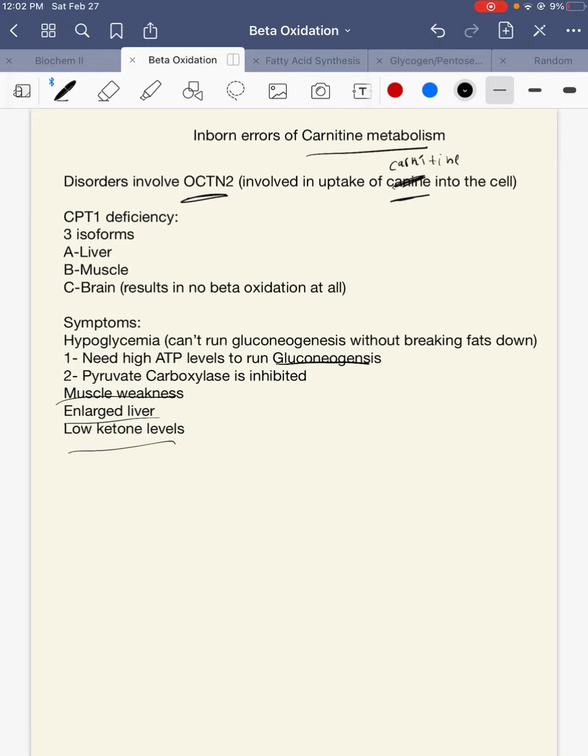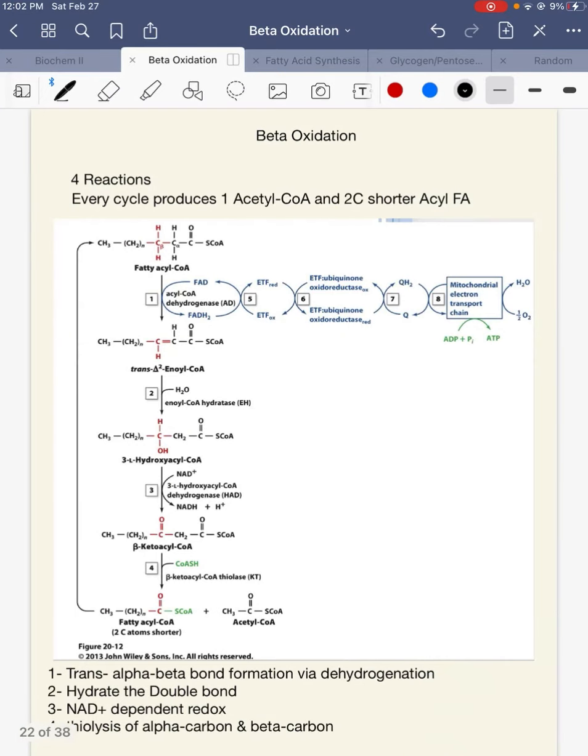Basically, if we can make ATP or acetyl-CoA, this can affect gluconeogenesis. Okay, so now that we introduced beta-oxidation, we talked about how it's regulated and where it occurs. Let's talk about the reactions of it. So it's 4 reactions. Every cycle produces 1 acetyl-CoA and a 2-carbon shorter fatty acyl-CoA.